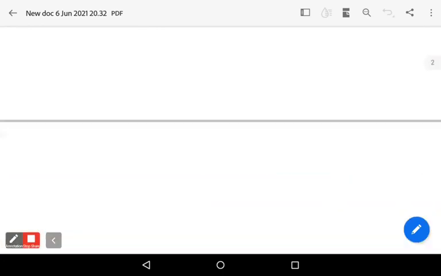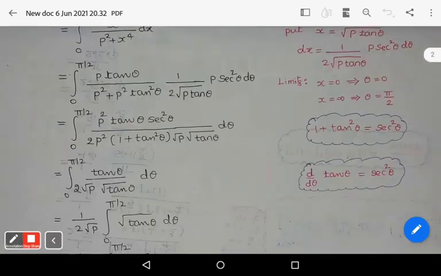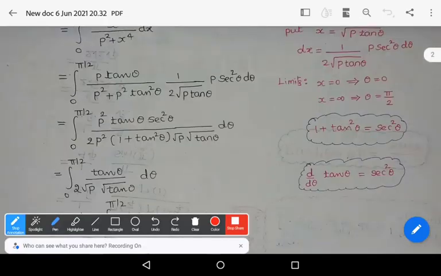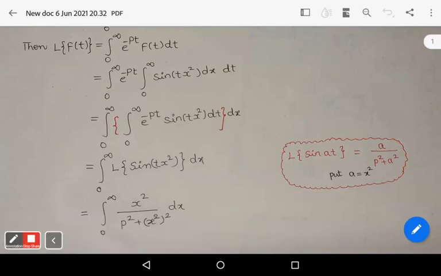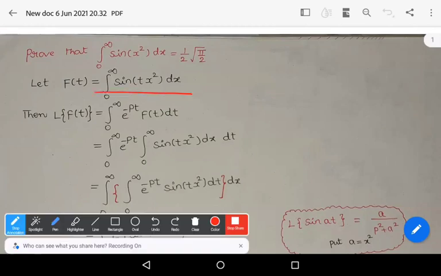After that, you have to learn some differentiation formulas and trigonometry. The derivative of tan theta is secant square theta, and 1 plus tan square theta is equal to secant square theta. And also practice this Laplace transform formula: L of sin at is equal to a by p square plus a square. And the definition of the Laplace transform of a function: L of f of t is equal to the integral from 0 to infinity of e power minus pt f of t dt.